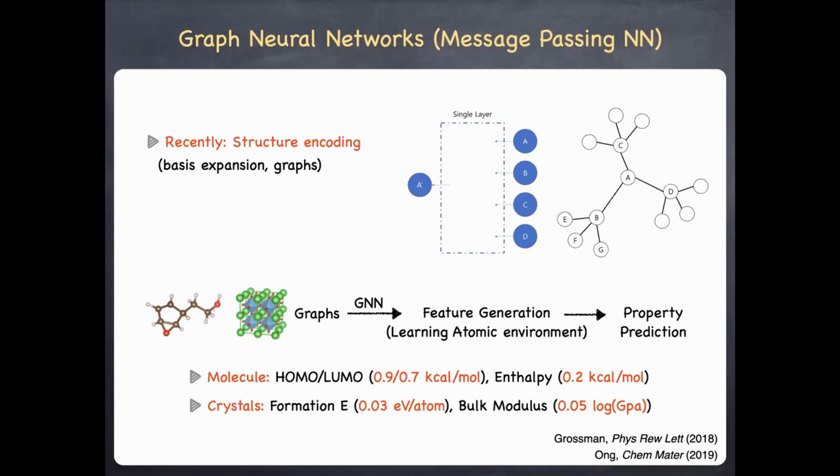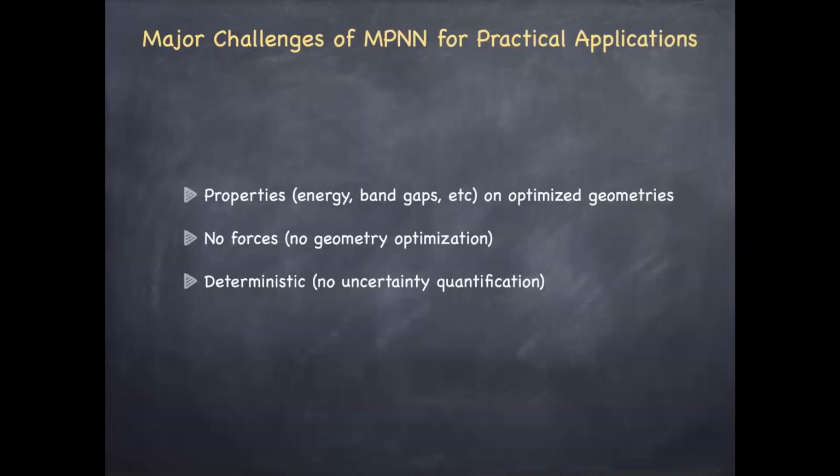And as you can see at the bottom of this slide, this graph-based neural network has quite promising accuracy for HOMO-LUMO gap, enthalpy, formation energy, and bulk modulus across molecules and crystals. This is sometimes called the message passing neural network because the information of the neighboring atoms is transferred to different neighboring atoms. So this is good.